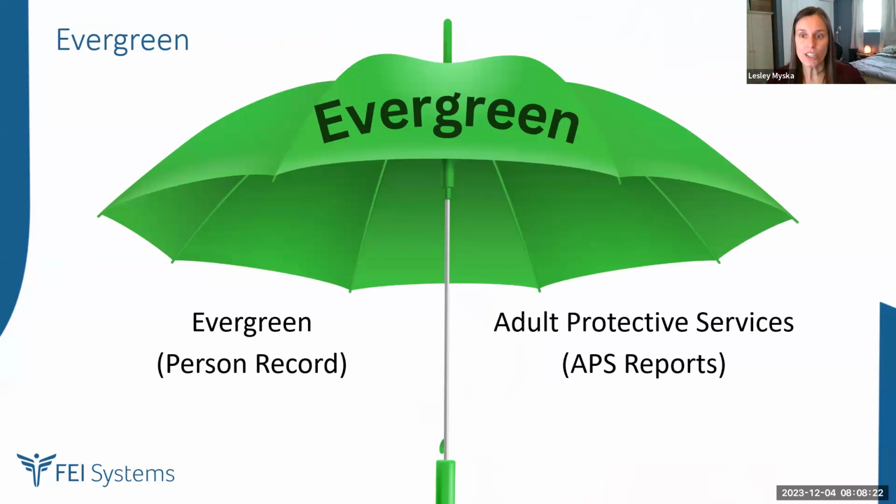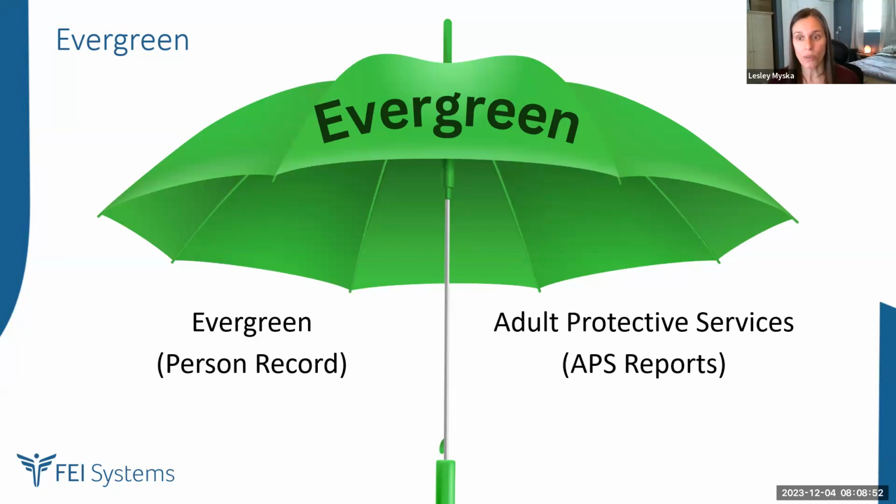Evergreen is split into two sections. There are the Evergreen person record, which is what we'll focus on today, and which is the portion of the system in which the EIS functionality is going to live. And then there's the Adult Protective Services side of Evergreen, which is where the Adult Protective Services reports are captured. And that's been live since June 2020. So today we'll focus on the person record.